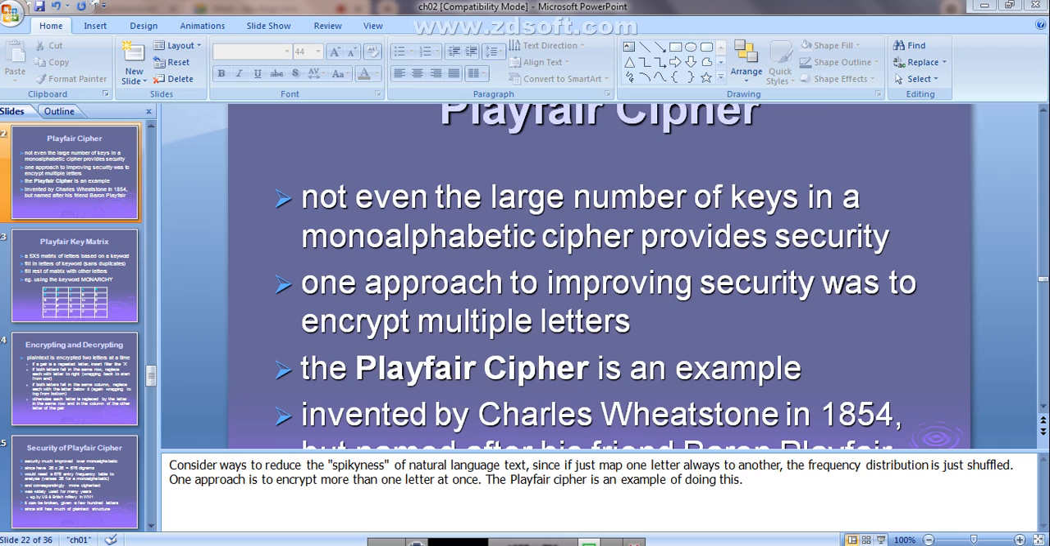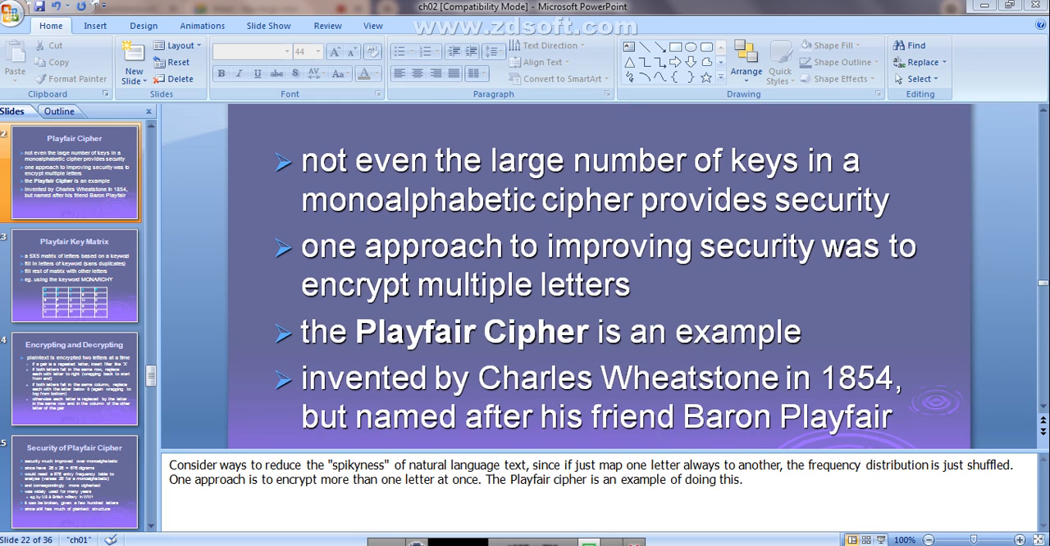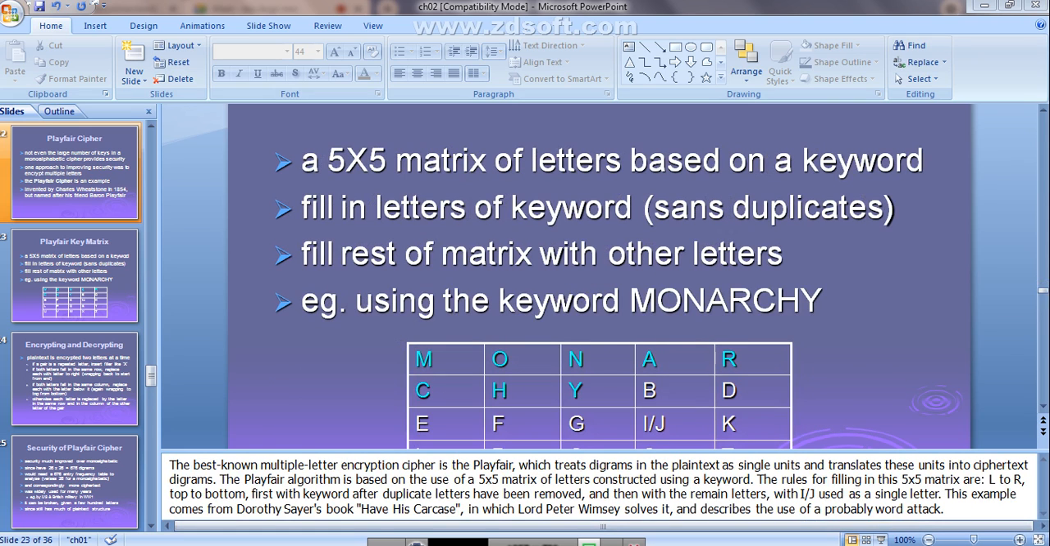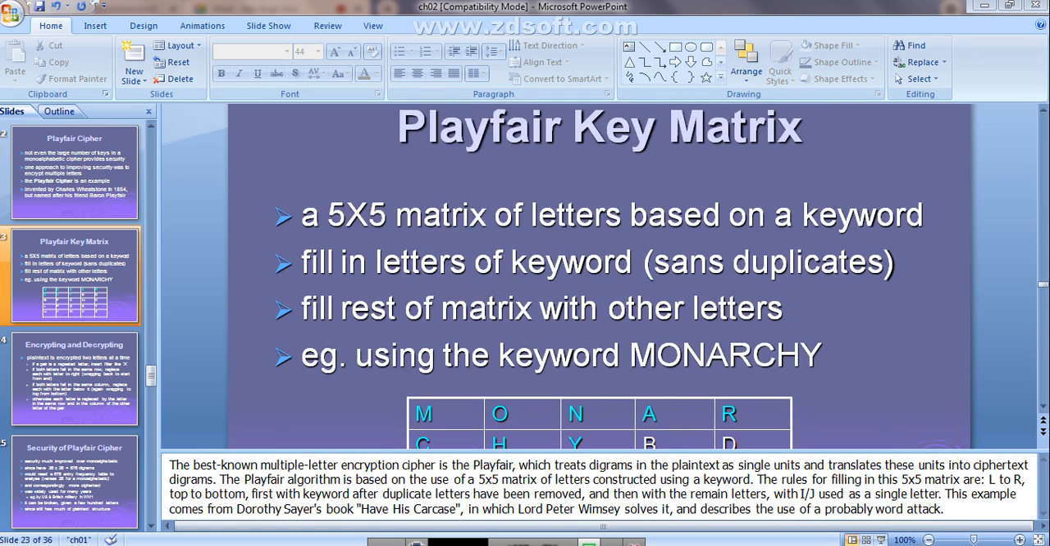And for this, the best well-known example is the Playfair cipher. It was invented by Charles Wheatstone in 1854, but named after his friend Baron Playfair, right? Because of his name, this is called the Playfair cipher. Now we'll see how exactly this Playfair cipher works: how they come up with the key, how they indicate the plain text, how they encrypt that plain text by using the key. What technique they use, that we are going to see now.